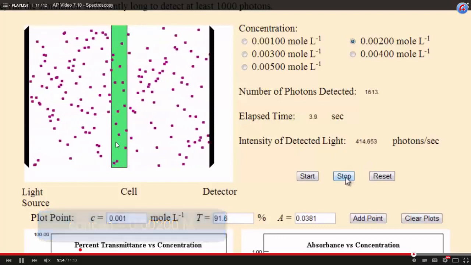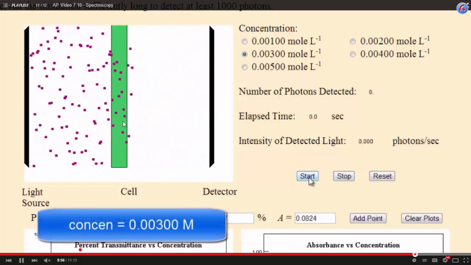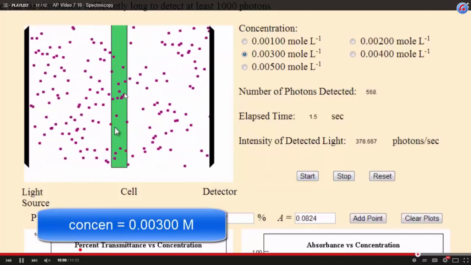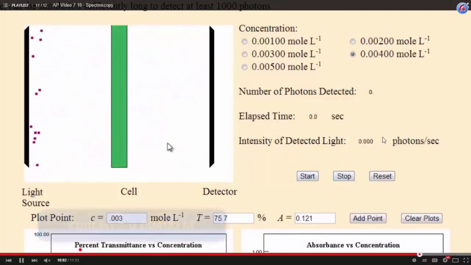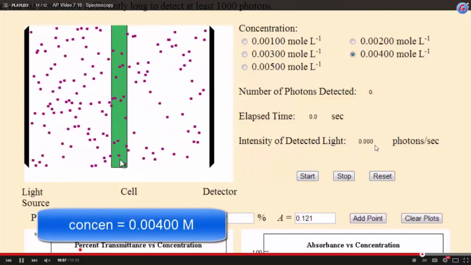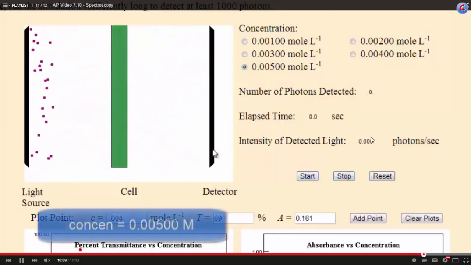Okay, going to the next concentration, a little darker. You can see it seems like more and more purple photons are getting absorbed here. The detection is about 380. Let's see what the next one's at here. Come on, detector. Now it's about 350.